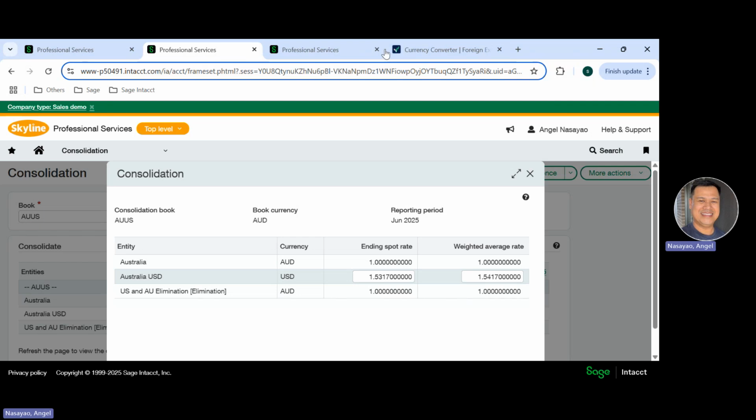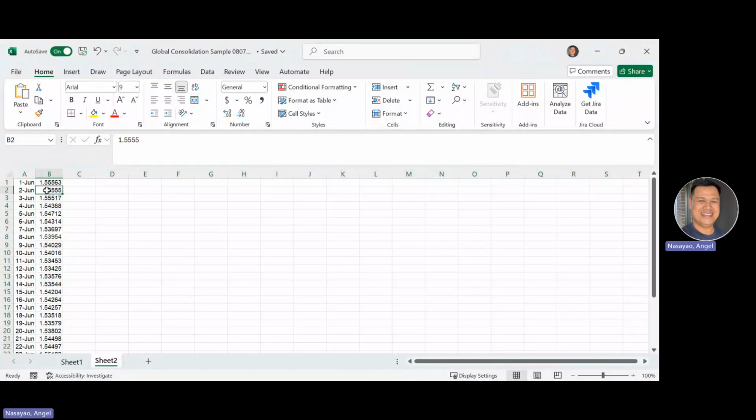Let me just share my other screen here. Okay, so before we do that, have a look first here. It's 1.5417. So what I've done is, in the consolidation sample in here, I got all the rates essentially. Hopefully you can see my screen here. I got all the rates from June 1 until the 30th of June.